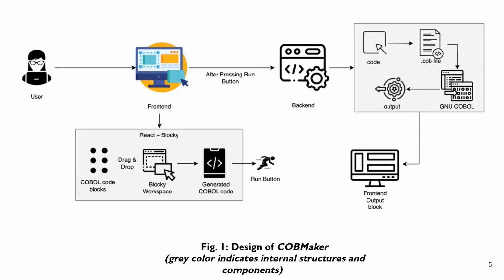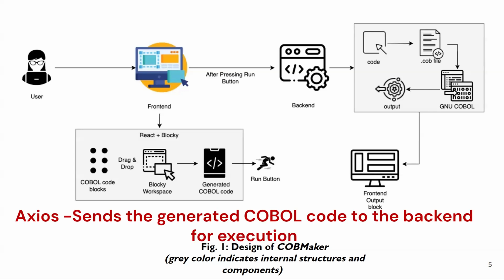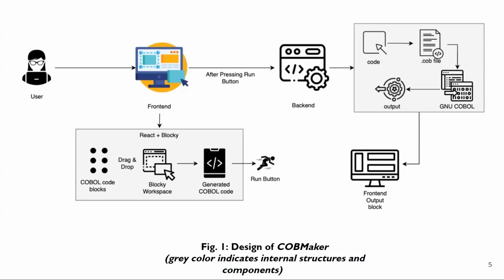Coming to the front end, we use React, and for making blocks, we used Blockly. And coming to the backend, we used Python-supported Flask, which is integrated with the GNU COBOL compiler, which is used for compilation of the COBOL code generated by the user. And we display the output again in the front end. We deployed the front end using Vercel, and we served the backend using Render. And now let us dive into the demonstration part.